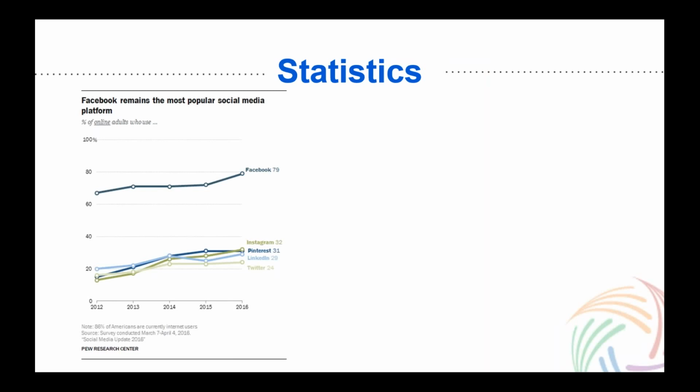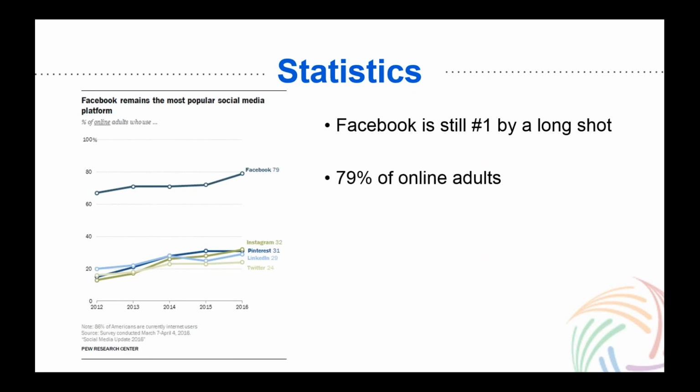So just a few stats real quick. Facebook is still number one out of all of these by a long shot. If you're going to start with just one, Facebook is definitely the way to go, just because of the sheer percentage: 79% of online adults are on Facebook. The rest of those down there, Instagram, Pinterest, LinkedIn, and Twitter, they're all really close.